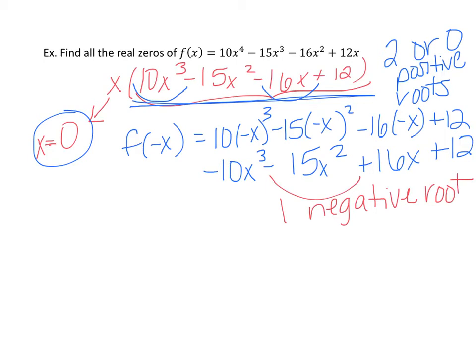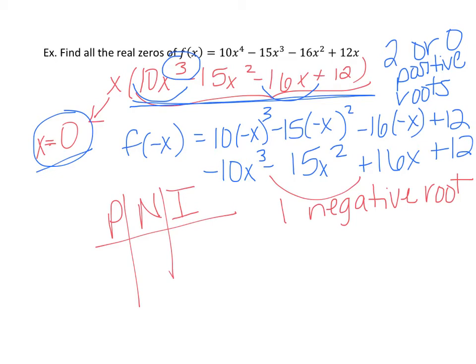So now I know my PNI chart. I'm looking for 3. Remember, we already took care of that guy. Positive, I could have 2, or I could have 0. So negative, I can only have 1, and that would make my imaginary 0. Or I could have 1 negative here, and then I'm going to have 2 imaginary roots. Now here's my 2 possibilities. 2 positive, 1 negative, or 1 negative and 2 imaginary.